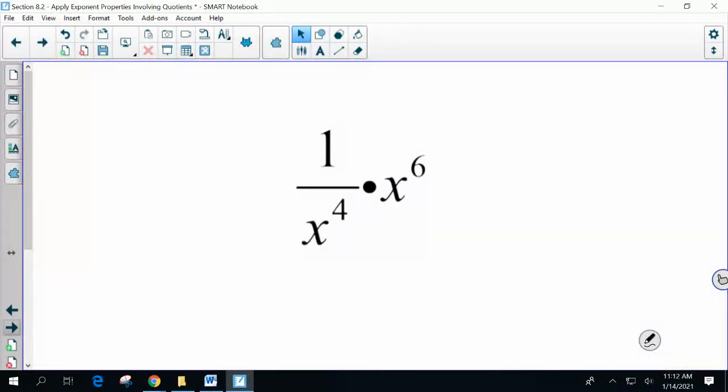Okay, so here I have some variables. I have 1 over x to the 4th times x to the 6th. So in order to make the x to the 6th power a fraction, I can put it over 1. And then if I combine these together, I would have x to the 6th over x to the 4th. And then I would subtract that, and I would get x squared.